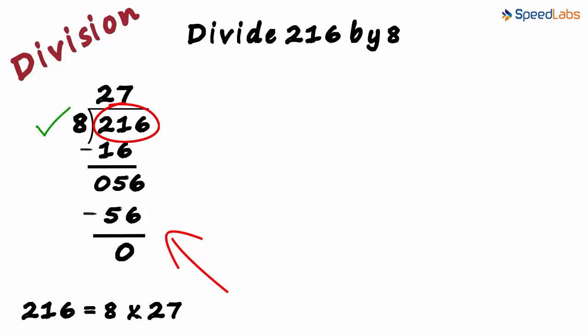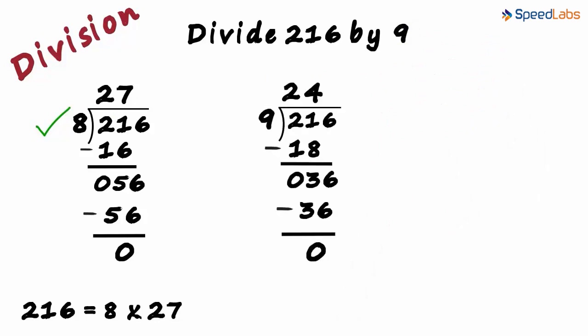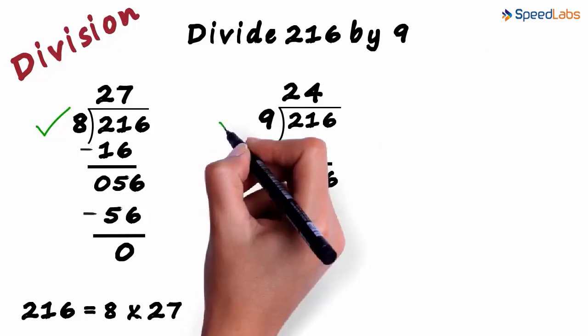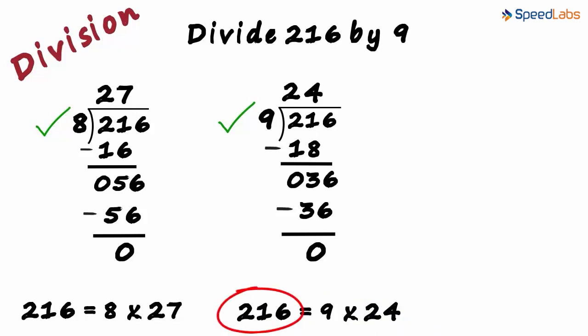And if we find out that the divisor is a factor, then the quotient as well has to be a factor. Let's see if 9 is a factor of 216. We will have to divide 216 by 9. After we finish our division process, we see that the remainder is 0. So 9 is a factor of 216. And since 216 can also be written as 9 multiplied by 24, 24 is also a factor of 216.